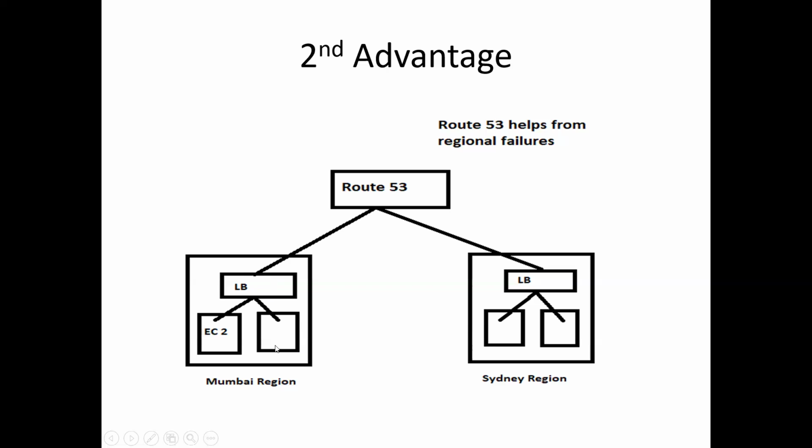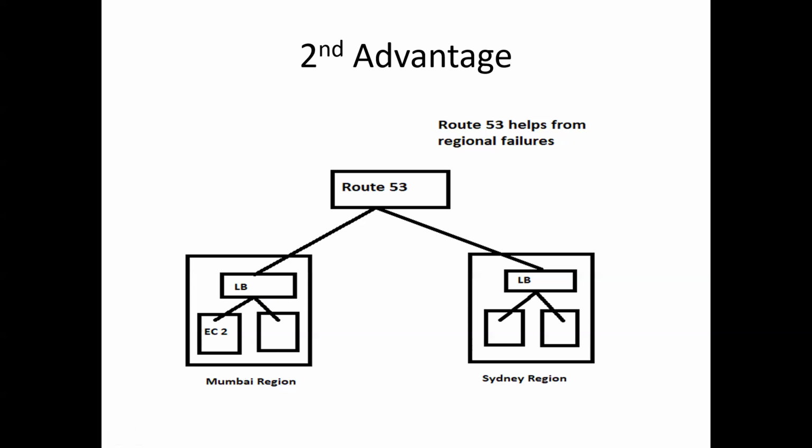This concept we have understood already: what a load balancer is, and how the load balancer diverts the request. So if I'm accessing my application, the request will first go to the load balancer, and from the load balancer the request will be diverted to the EC2 machines. Here I'm maintaining my infrastructure in two different regions, so that if one region fails, I can access my application from the other region. In this way, Route 53 also helps us with regional failures. This is another advantage we have.